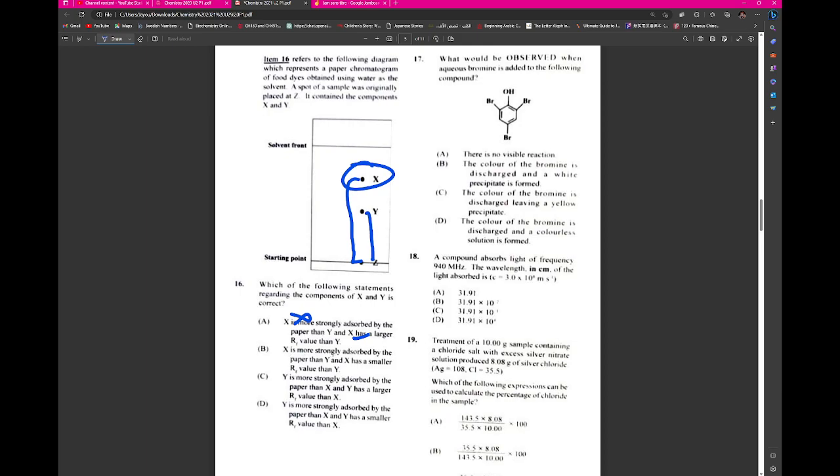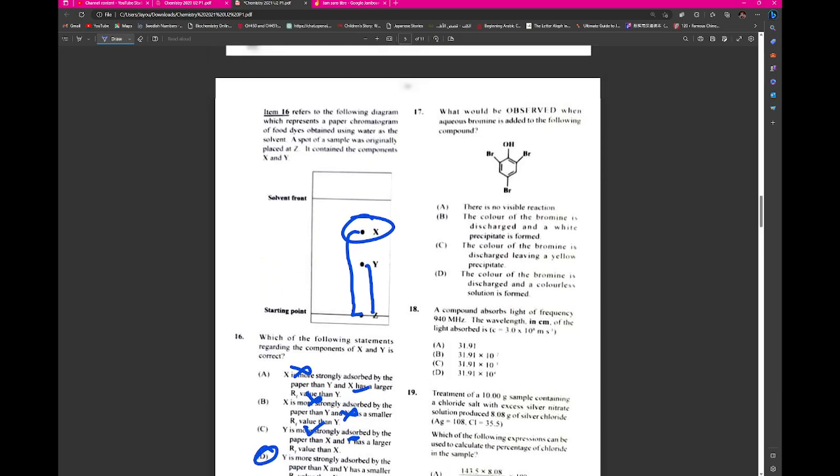X now is more strongly absorbed. Inaccuracy. And Y and X has a smaller, that wouldn't make any sense, inaccuracy there. Y is more strongly absorbed, I would believe that. And if Y is more strongly absorbed, it won't have the larger RF value. That is inaccurate. So Y is more strongly absorbed, yes, and Y has a smaller RF value, yes, D.